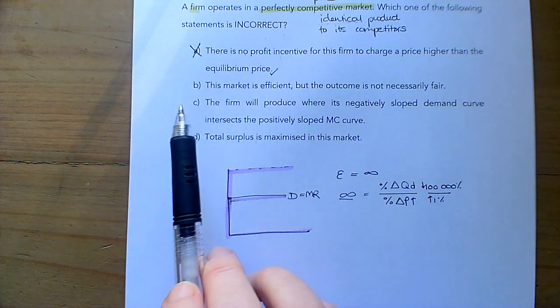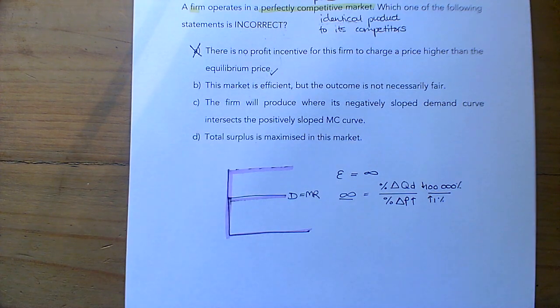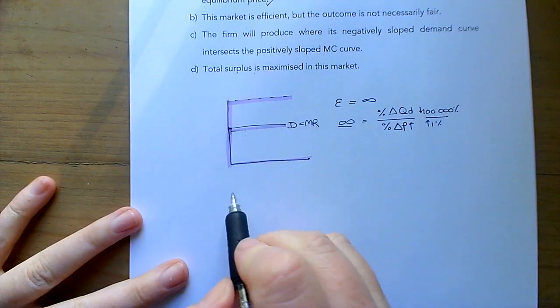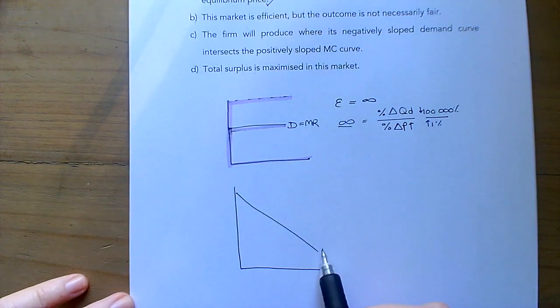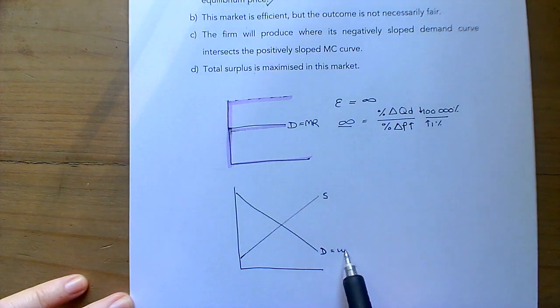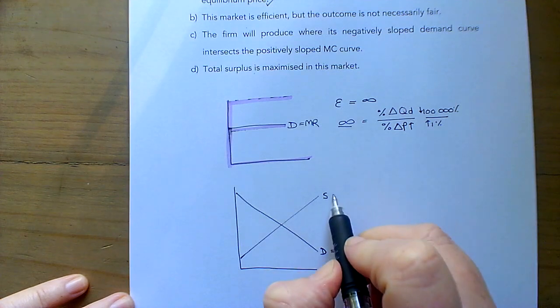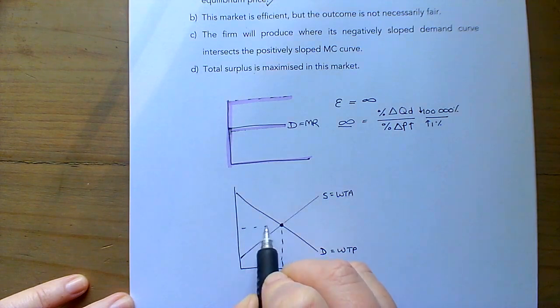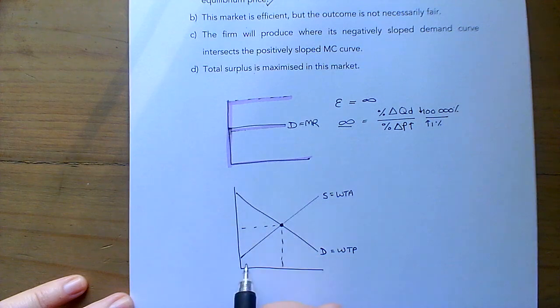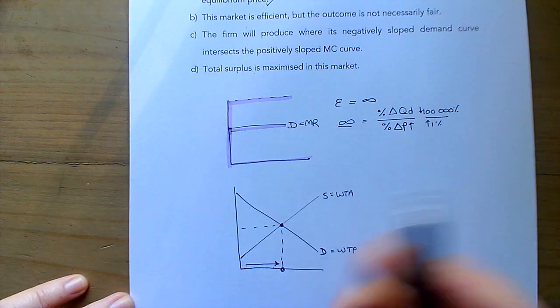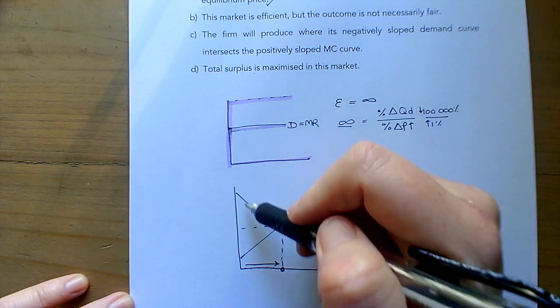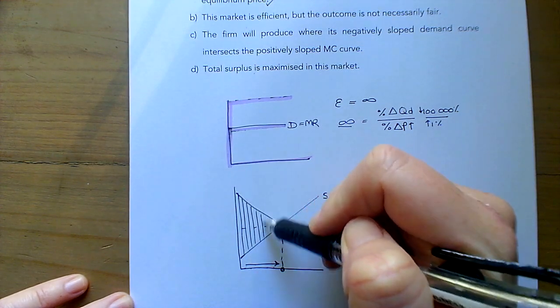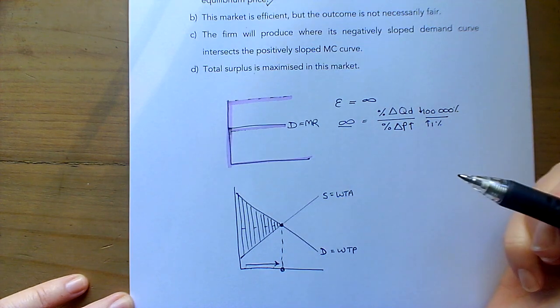B says this market is efficient, but the outcome is not necessarily fair. So a perfectly competitive market does produce an efficient outcome. And the reason why is because the willingness to pay of the marginal buyer equals the willingness to pay of the marginal seller in equilibrium. And so if all units up to this equilibrium quantity are bought and sold, in other words, traded between buyers and sellers, then we are able to exploit all of the positive gains from trade.